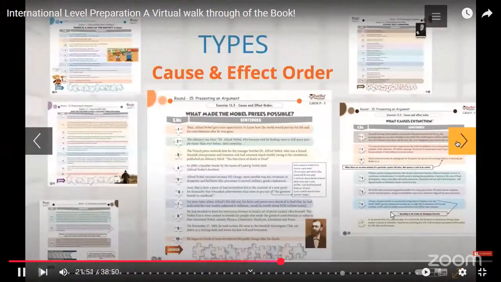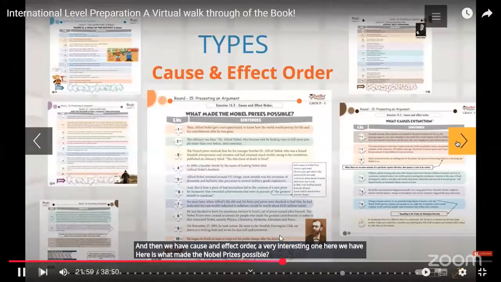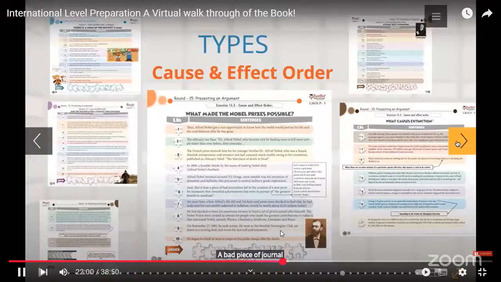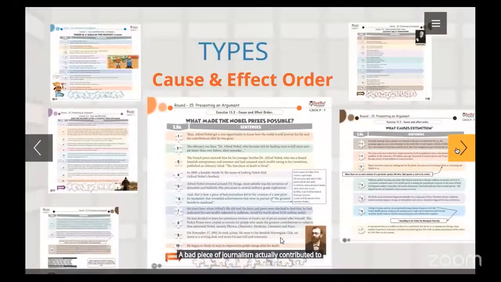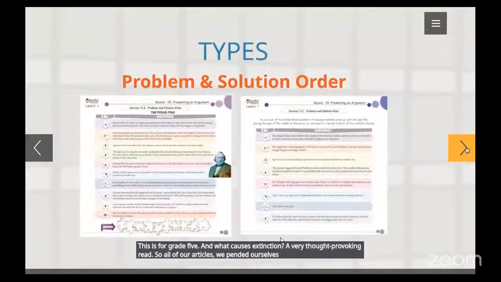And then we have cause and effect order. A very interesting one here is what made the Nobel Prizes possible. A bad piece of journalism actually contributed to instituting the Nobel Prizes. This is for grade 5. And what causes extinction? A very thought-provoking read. So all our articles, we penned them ourselves. That will be very interesting for you to read.